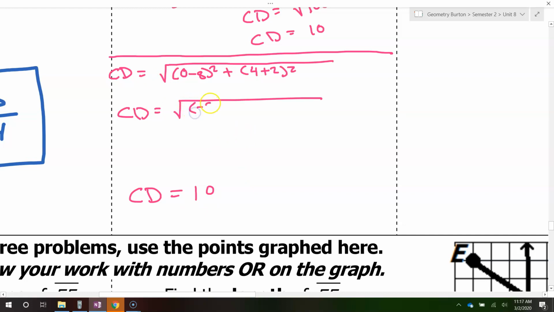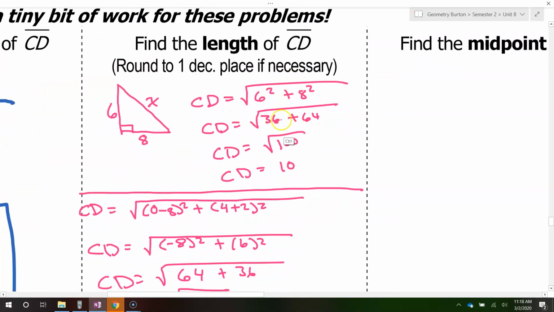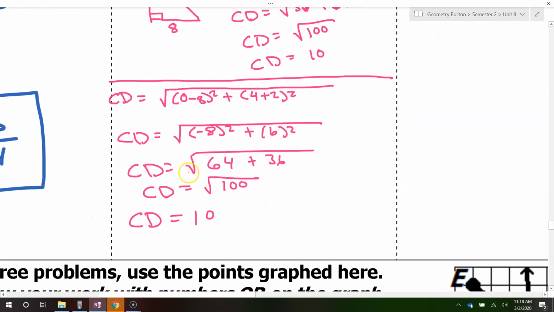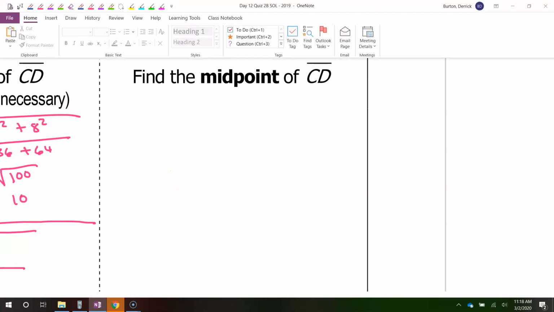Or you could go, okay, this will be negative 8 squared and 6 squared. So that's going to be 64 plus 36. Okay, you can see it's really the same thing that we got when we were doing the Pythagorean theorem. Okay, moving on. Now, finding the midpoint.